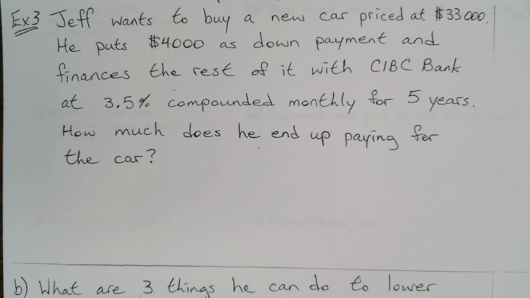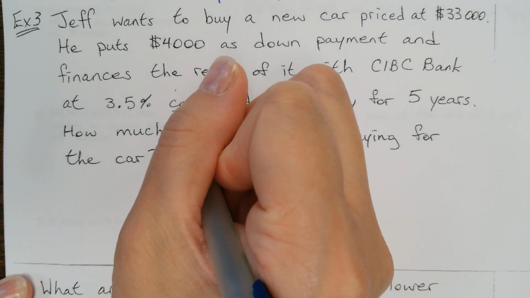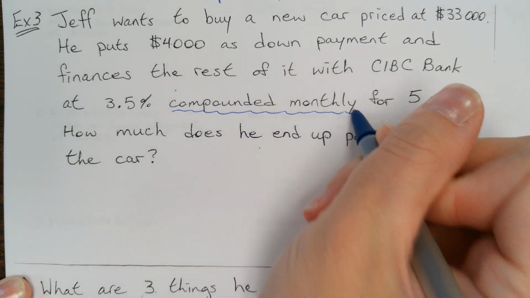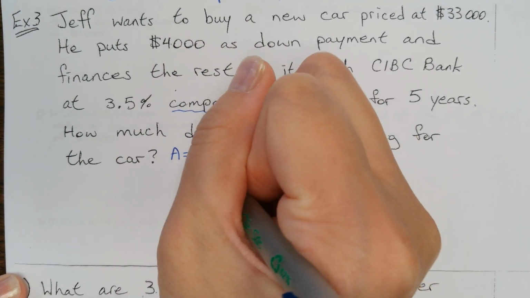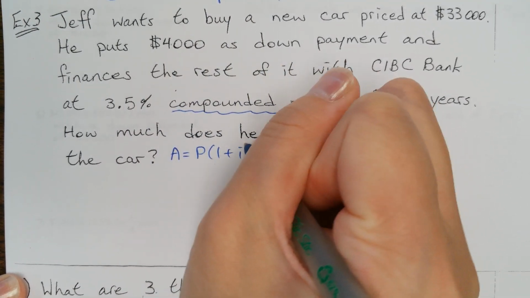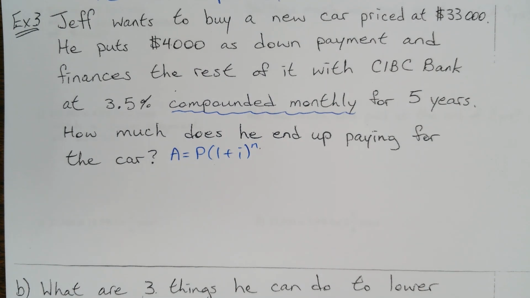Good, that was my question, Annie. Good job. So the words compounded monthly tell me I should use this formula: A equals P times (1 plus i) to the n. See, if I can memorize it, you can memorize it.